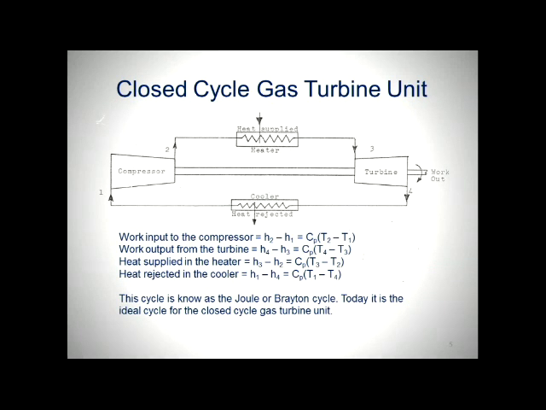Now I'm just showing you this more or less for information. Nobody really uses this where the fluid continually cycles around the plant. Most gas turbine power units are open cycle. So generally the same applies to this as it does with the open cycle. Work input to the compressor is Cp(T2-T1). Work output from the turbine is Cp(T3-T4). And heat supplied to the heater is Cp(T3-T2), and heat rejected in the cooler is Cp(T4-T1).